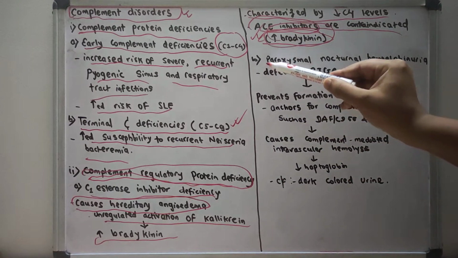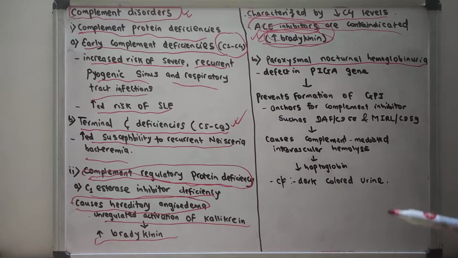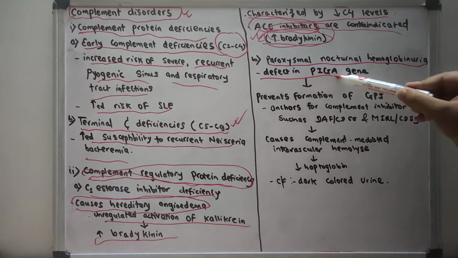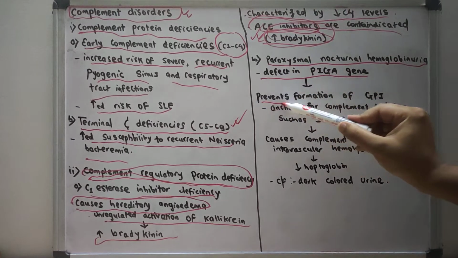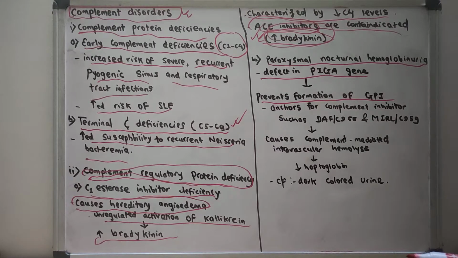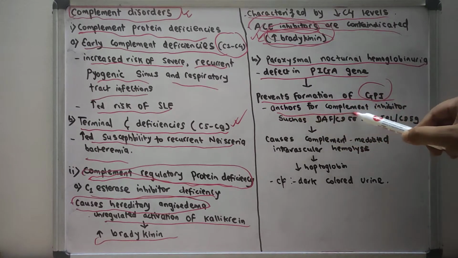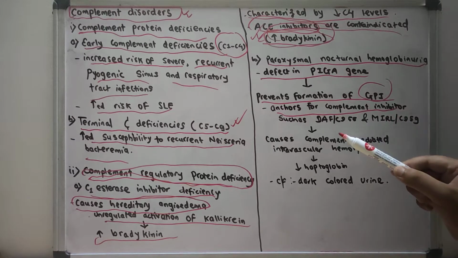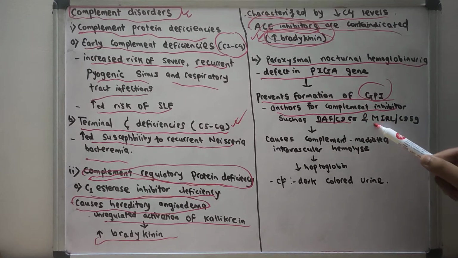Another is paroxysmal nocturnal hemoglobinuria. What happens in PNH, paroxysmal nocturnal hemoglobinuria? There is a defect in the PIGA gene, so it affects the formation of GPI. GPI is the protein that anchors the complement inhibitors. The various complement inhibitors in our body are DAF, that is CD55, and MIRL, that is also known as CD59.